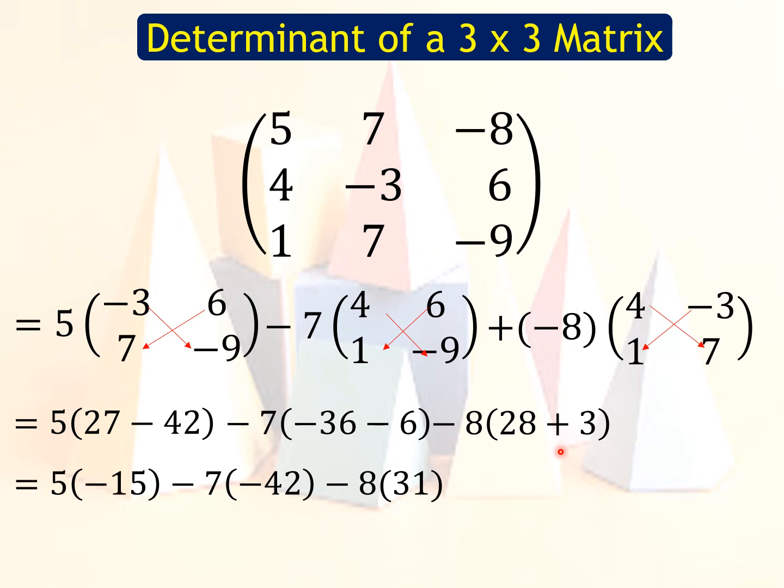So from here, we are going to simplify further. 27 minus 42 is negative 15. Negative 36 minus 6 is negative 42. 28 plus 3 is 31. And then we are going to multiply. So 5 times negative 15 is negative 75. Negative 7 times negative 42 is positive 294. And negative 8 times 31 is minus 248. Adding it, it is equal to negative 29. So therefore, the determinant is negative 29.